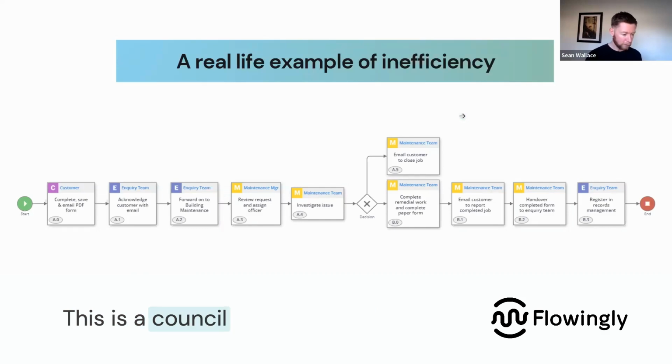So this is a real process. This is a council process where someone is requesting maintenance. This was the process pre-Flowingly. This is a Flowingly customer. This is what their process used to be. We're going to look at what it is now as well.